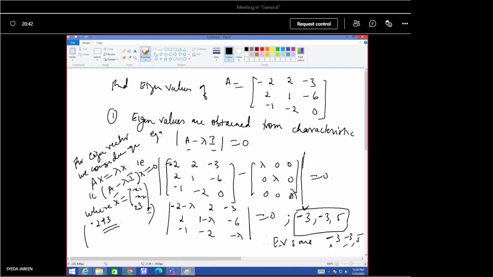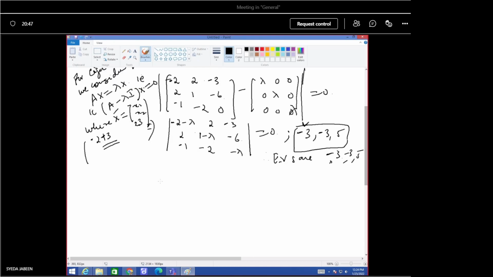So what is the matrix that you are getting after doing the subtraction? The first and second rows are interdependent. You will get 1, 2, -3. So you are getting this equation: (A minus lambda I) times x is equal to 0. Now you solve this equation.